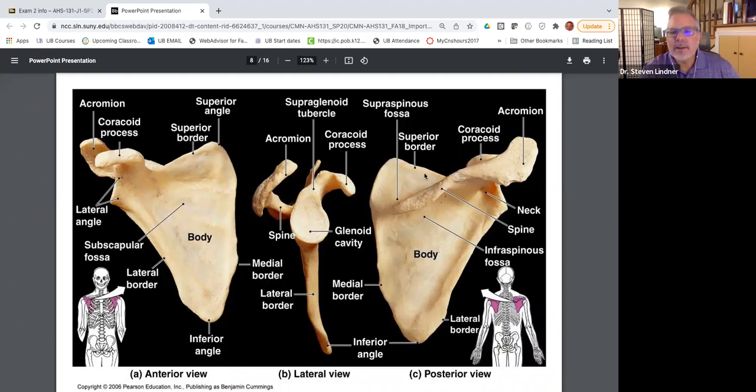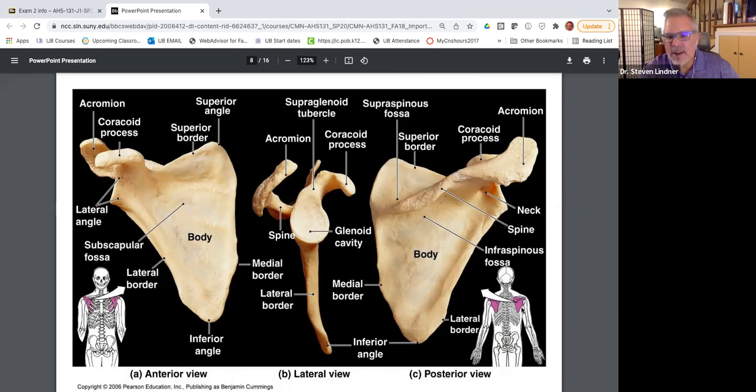Let's look on the right, all the way to the right. On the top, we have a superior border. On the inside here, we have a medial border. And then on the outside, we have a lateral border. And it's easy to find the lateral border because it's where that glenoid cavity is. It's where that glenoid fossa is, which is where the head of the humerus attaches to, which is here.